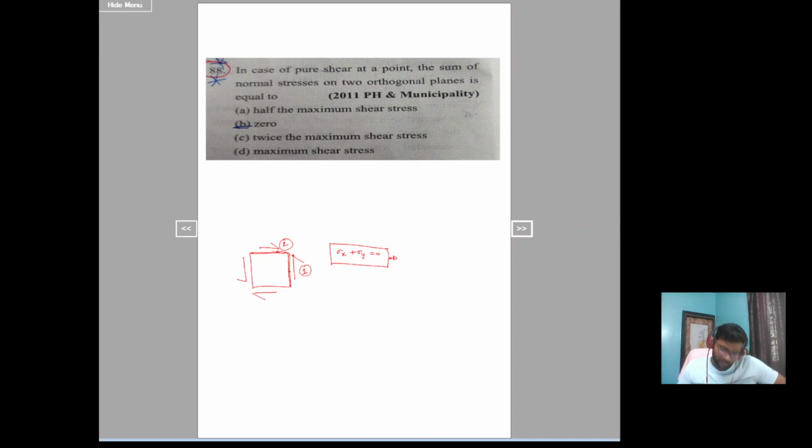Let's take major principal stress and minor principal stress. On this plane, sigma will act, that is tau. On these planes, the sigma will be minus tau, which is compressive. So the summation will be tau minus tau, which is 0. So in case of pure shear condition, sigma x plus sigma y will be 0. Then only the center of the Mohr circle will coincide with the origin, 0, 0.